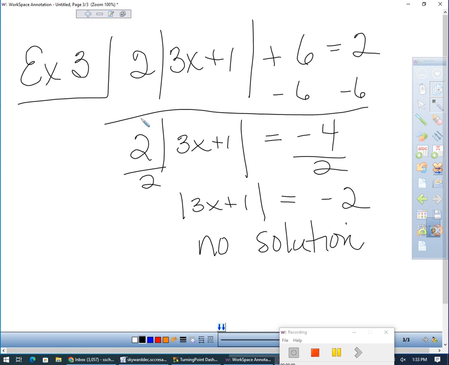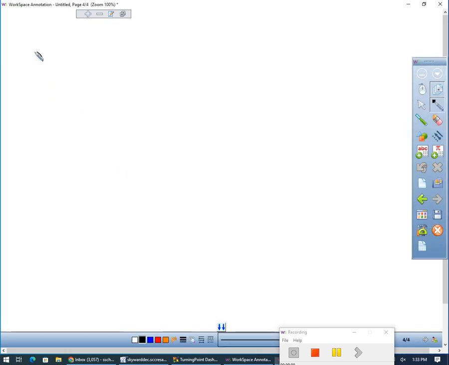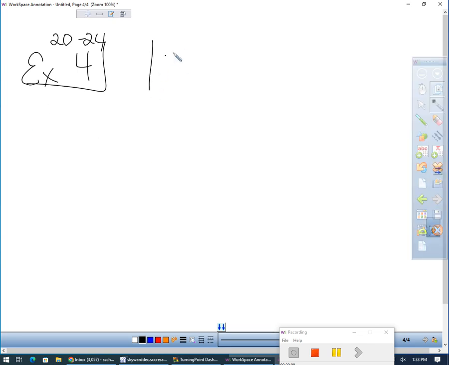Okay, let's go with something a little bit different. Here's example number 4. Example number 4, this is going to cover your 20 through 24. Let's say I have the absolute value of 3x plus 5 is equal to 5x plus 2. All right, so first of all, is the absolute value isolated by itself? Okay, so we have to set up 2 equations.